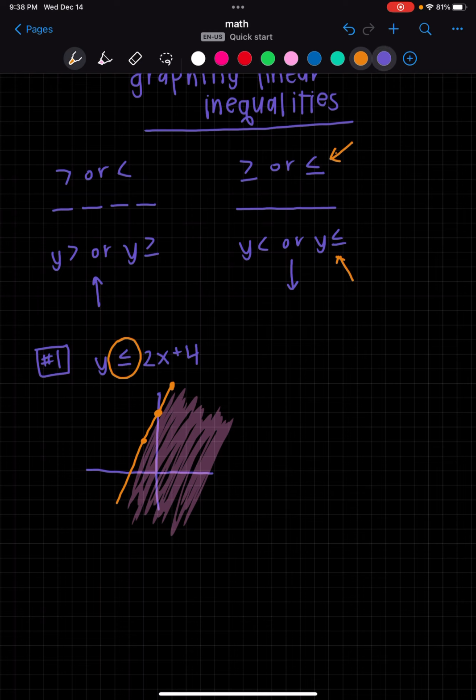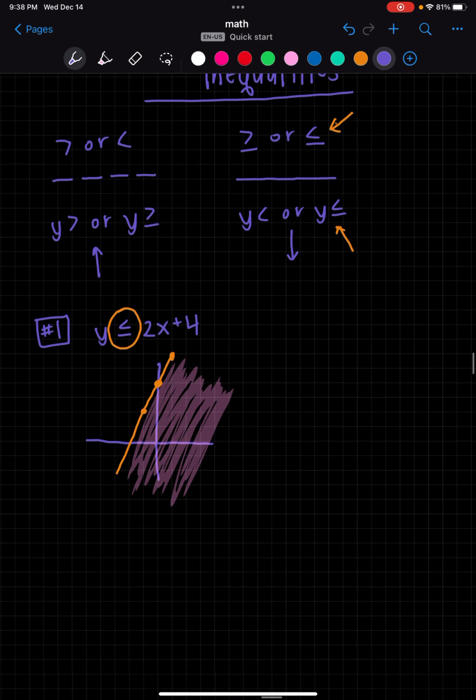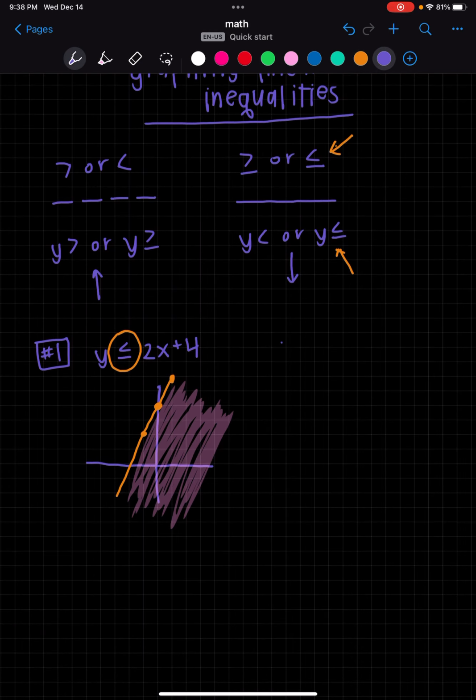Okay, let's go through the next example. I'm going to do it right here so that we can see my rules again, and I'm even going to erase the arrows that I did for the first example. Okay, so the second example is y is greater than negative 1/3 x minus 2. So let me draw a blank graph here.